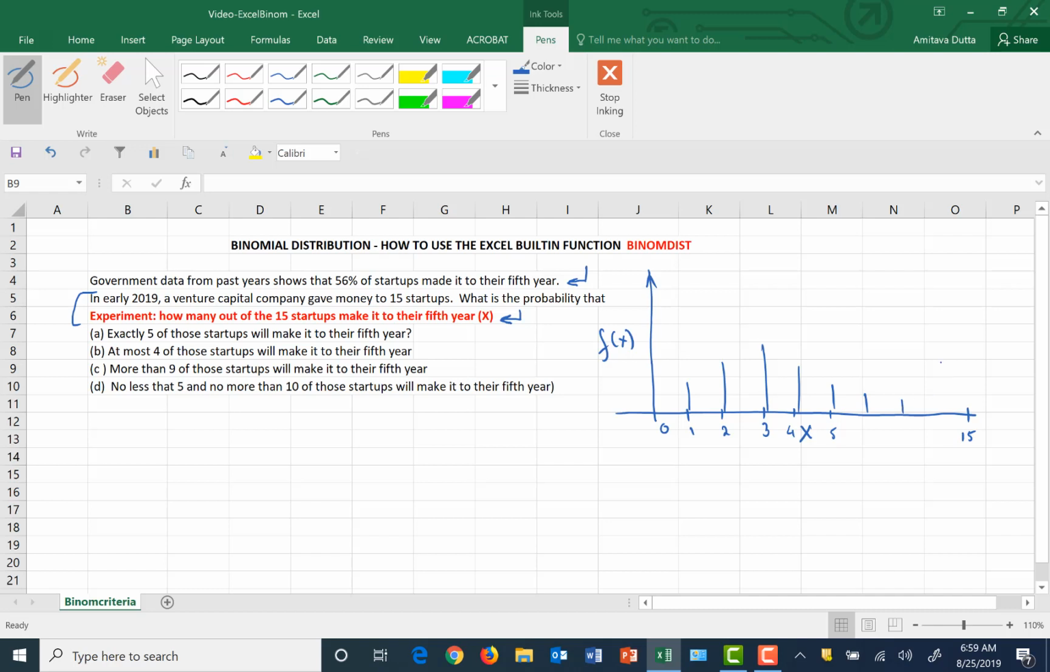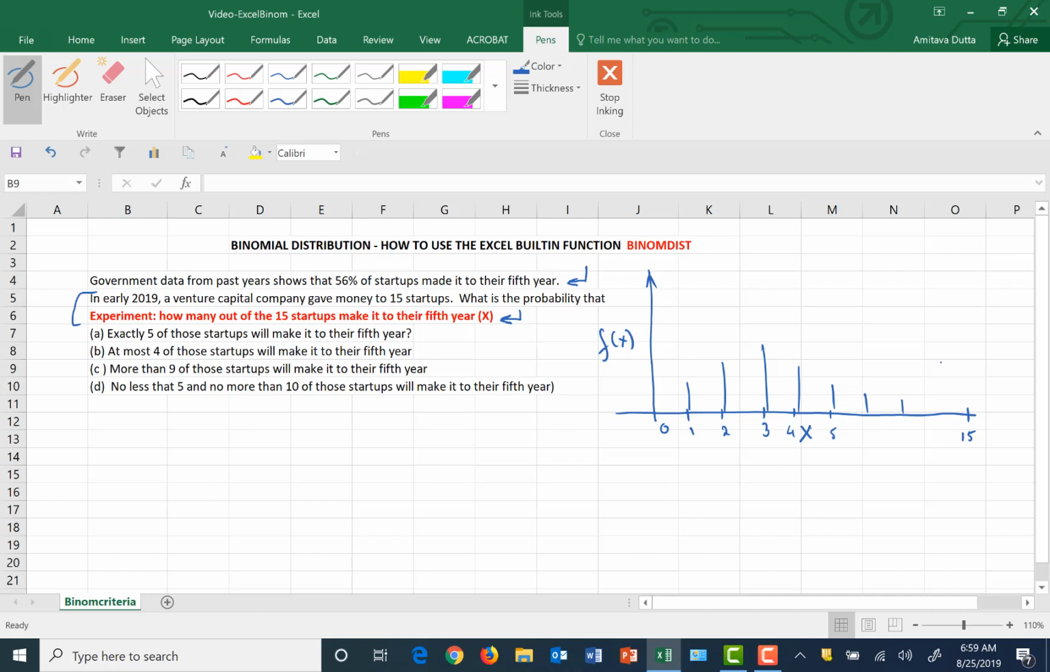A quick check: the experiment consists of 15 identical trials. For each startup we want to ask, does it make it to their 5th year? The second startup, does it make it to the 5th year? The third startup? All the way up to the 15th. So the experiment consists of 15 identical trials. If you focus on any one trial, there are only two outcomes: either the startup makes it to the 5th year or it doesn't. So every trial has only two outcomes.